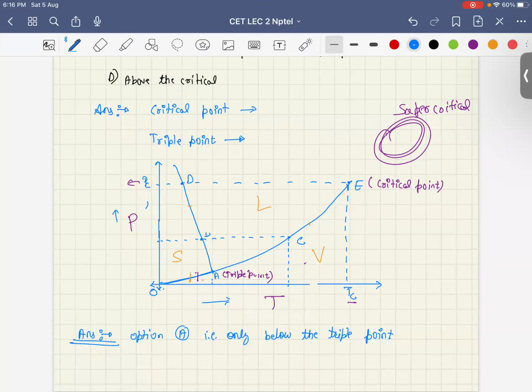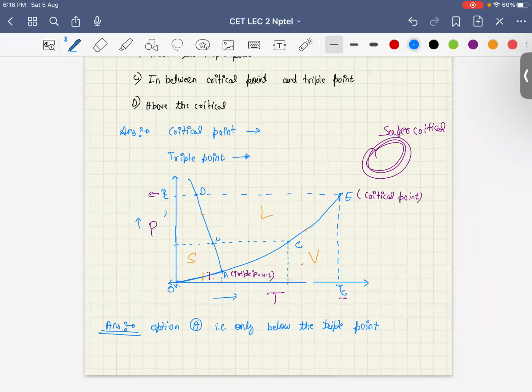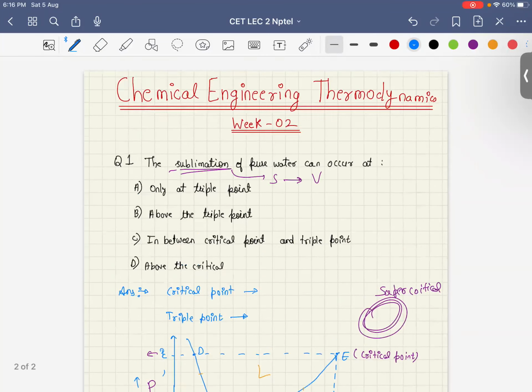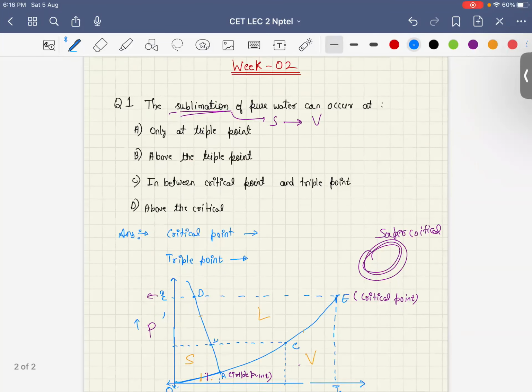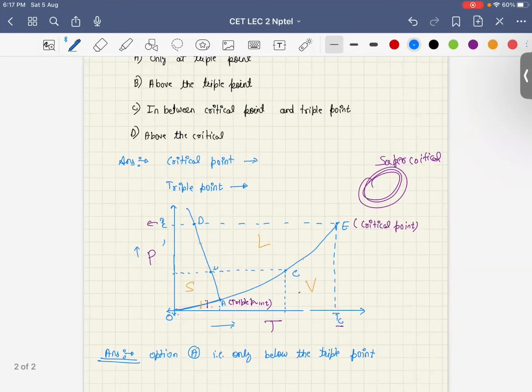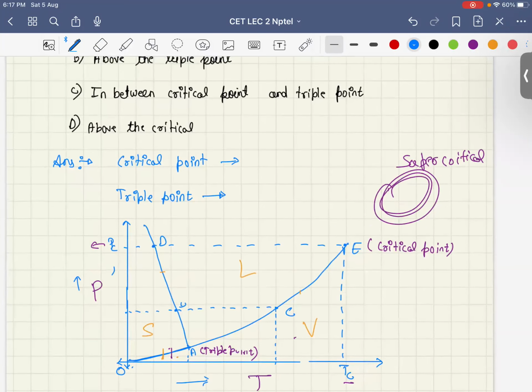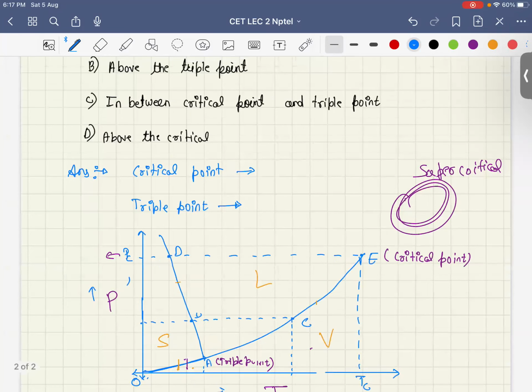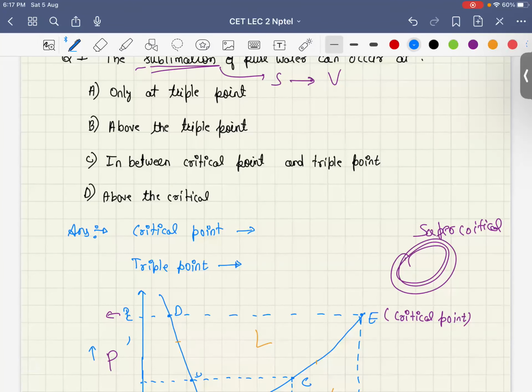Yes. So the answer is, the options are given. Yes. The options are not like that. No, this is written like only at a triple point. It has to be below. It has to be below the triple point, right? Yes, this has to be below the triple point. But the option is not there, right? Yes. It has to be below the triple point.